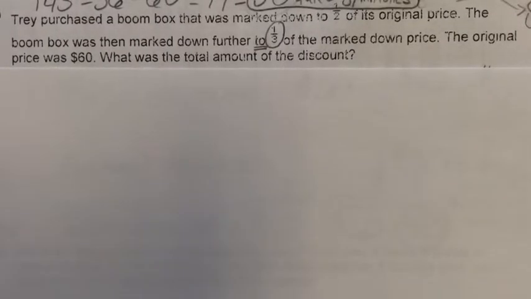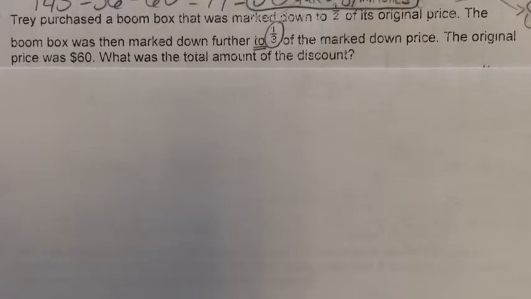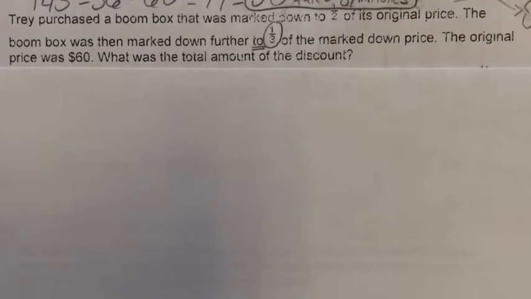Number 2 says Trey purchased a boombox that was marked down to 1/2 of its original price. The boombox was then marked down further to 1/3 of the marked down price. The original price was $60. What was the total amount of the discount?